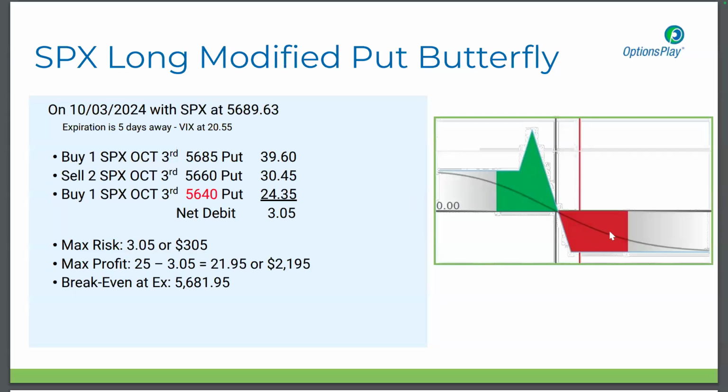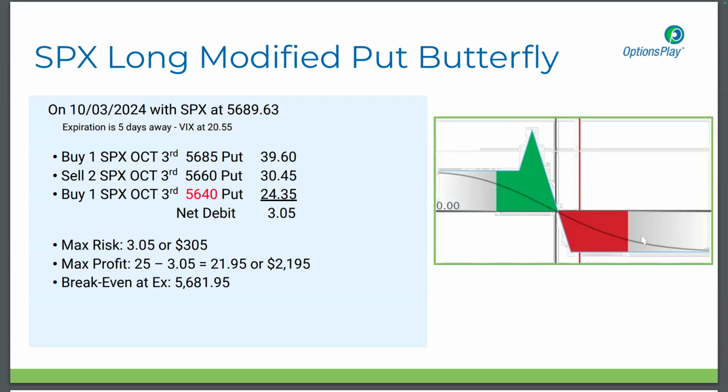If you're dead wrong, well, you wouldn't be dead wrong because the market came down. But if the market surprised you, blew through your short strike, and continued on down, you could still make $1.95 on this trade, which is a very good profit on a $3.05 net debit, which is our total risk of the trade.